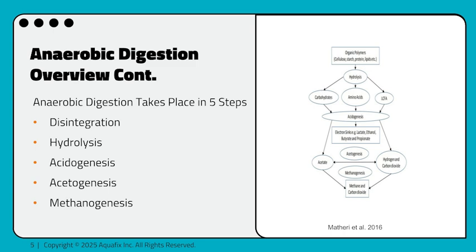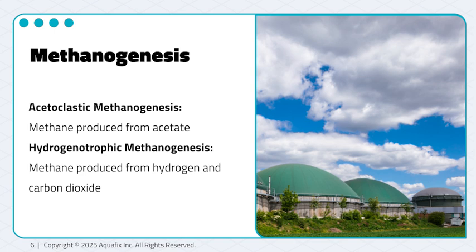Now, methanogenesis, you're using acetate and hydrogen and carbon dioxide to produce methane, and you have some residual carbon dioxide at the end. Methanogenesis is often the key rate-limiting step in anaerobic digesters. This is taking part by 2 separate groups of methanogens, the acetoclastic methanogens, which produce methane from acetate, like we just mentioned, and hydrogenotrophic methanogens, which produce methane from hydrogen and carbon dioxide.